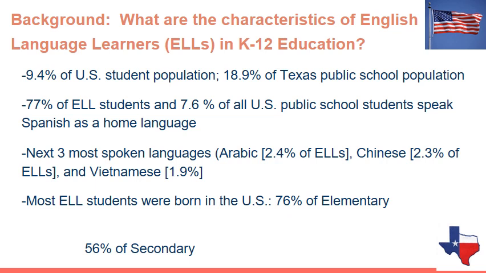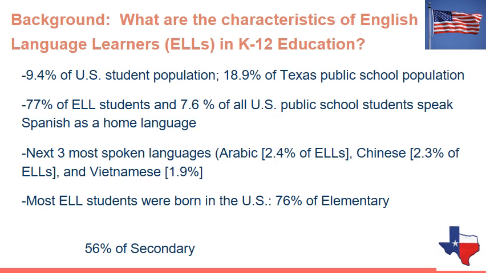It's also important that educators understand the characteristics of English language learners in K-12 schools. So, nearly 10% of the entire US student population are English language learners, and in Texas, nearly 20% of all students are English language learners. The vast majority of English language learners speak Spanish as a home language. The next three most spoken languages are Arabic, Chinese, and Vietnamese. In Texas, the second most spoken language after Spanish is Vietnamese.